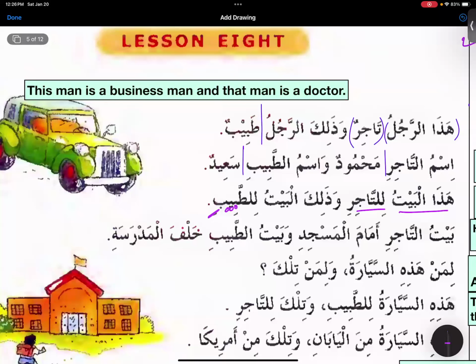Baytu tajiri amama al-masjidi wa baytu tabibi khalfa al-madrasati. Translation. The house of the merchant is in front of the masjid, and the house of the doctor is behind the school.